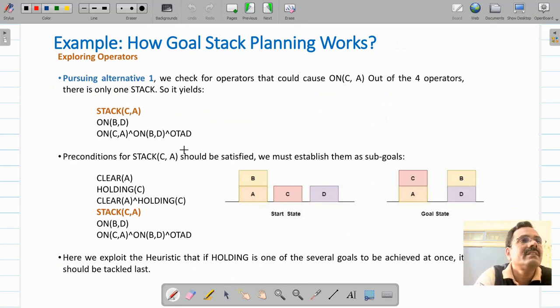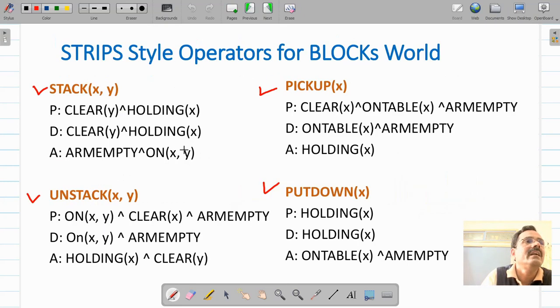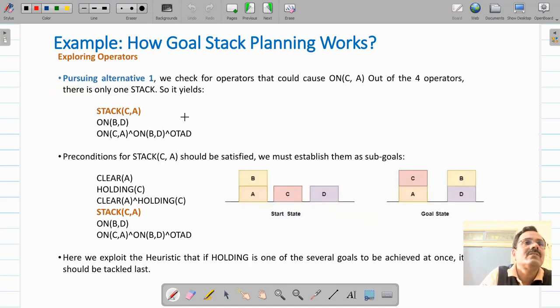So X will be C and Y will be A in this case. So stack CA, because you will have to achieve on XY, you will have to perform action stack XY. Now to perform this stack XY, the precondition that has to be satisfied is clear Y and holding X. So you have replaced X and Y with C and A: clear A and holding C. So now these are the two sub goals that you will have to achieve.